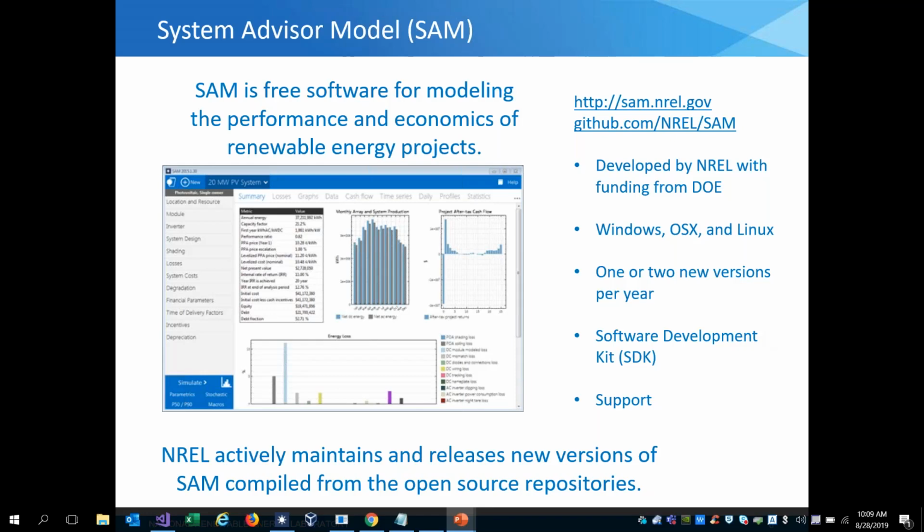So it's a free software for modeling the performance and economics of renewable energy products. And we actively maintain and release new versions of SAM compiled from the open source repositories. The thing to note here is that any code that goes into the open source is code that we will eventually release into an NREL branded product. We're not releasing separate versions built off an open source branch or a proprietary branch, so any contributions to SAM are largely intended to be made public in our platform.